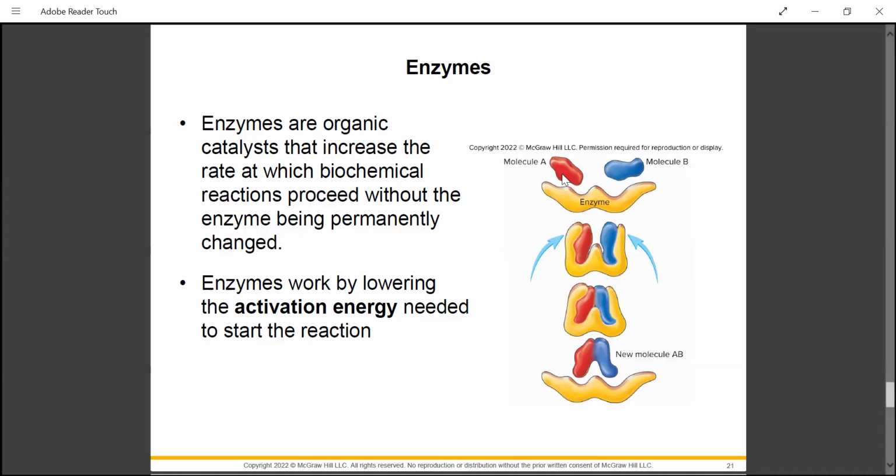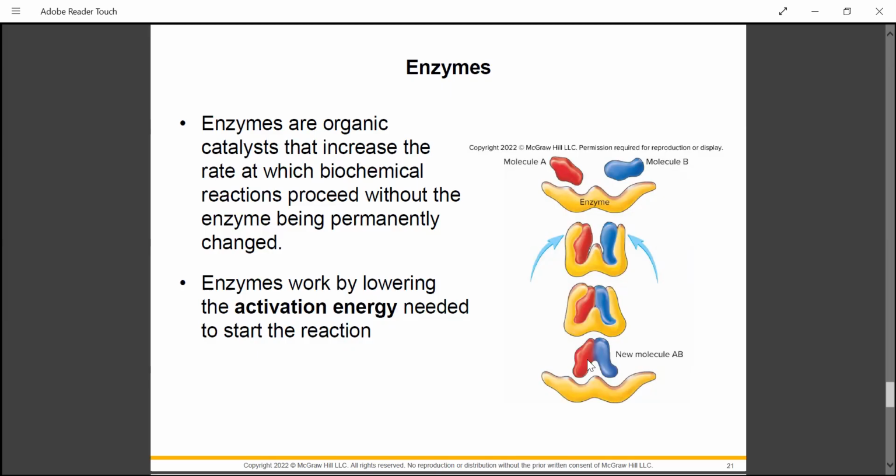So you'll see here, we have our red molecule A, our blue molecule B. It'll have a very specific enzyme for this reaction. So it'll be shaped so that molecule A can fit right on one arm and molecule B can fit right on the other. That enzyme assists in speeding up that reaction to create molecule AB.